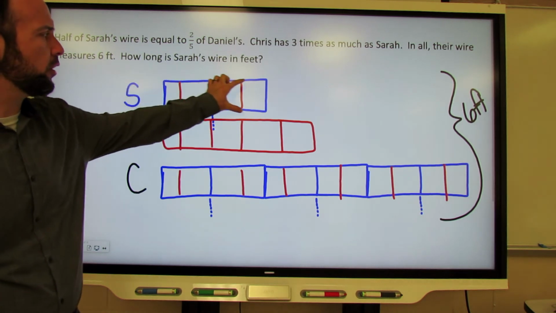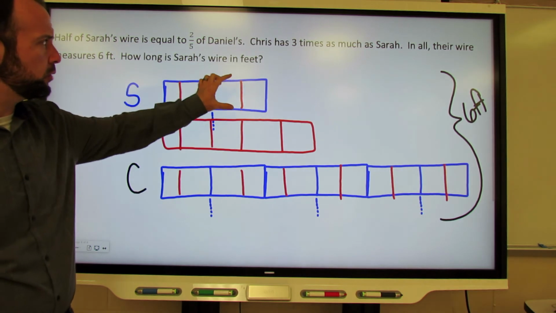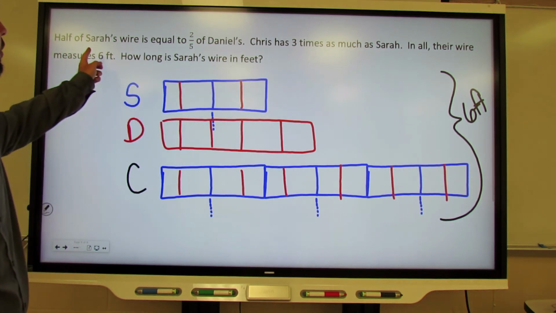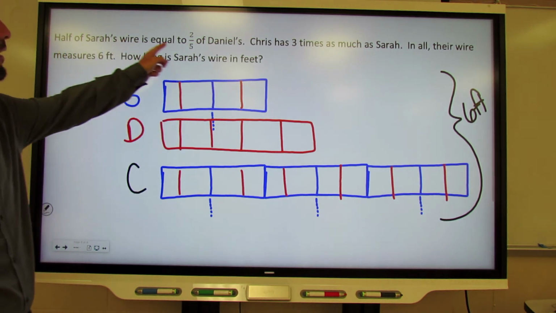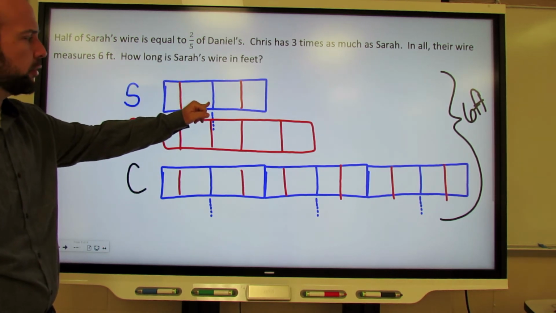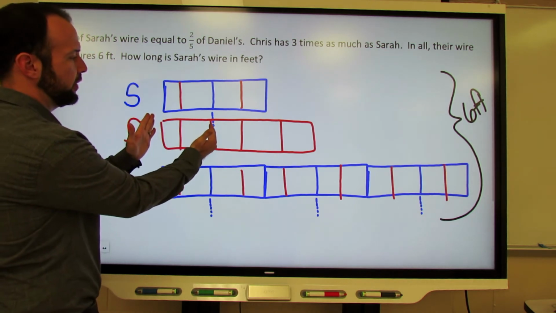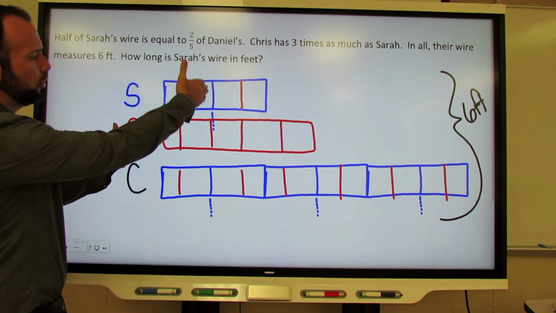So I started by drawing Sarah's wire here, and I just drew a blue rectangle, a blue tape diagram, and it said that half of her wire is equal to 2/5 of Daniel's. So I drew a blue line to split hers in half, and then I lined up Daniel's here. I knew that 2/5 of it was going to equal her half.